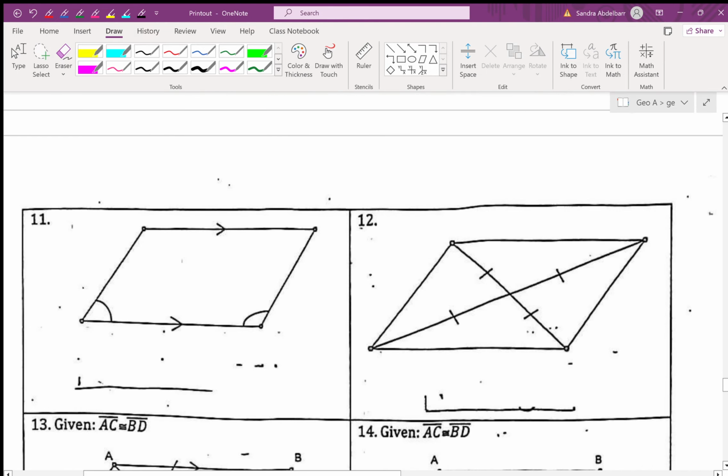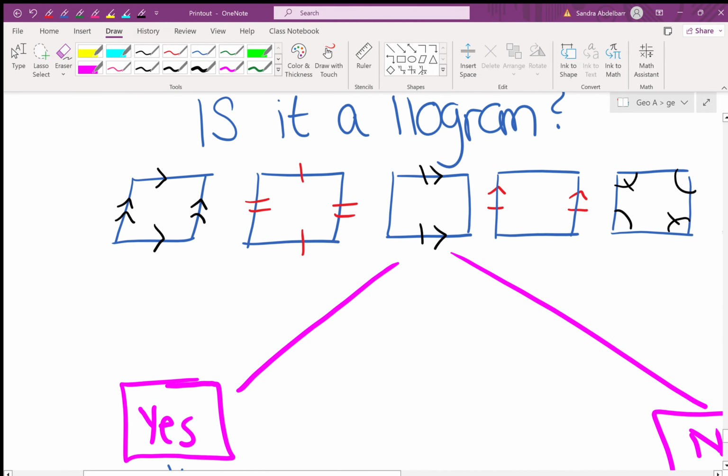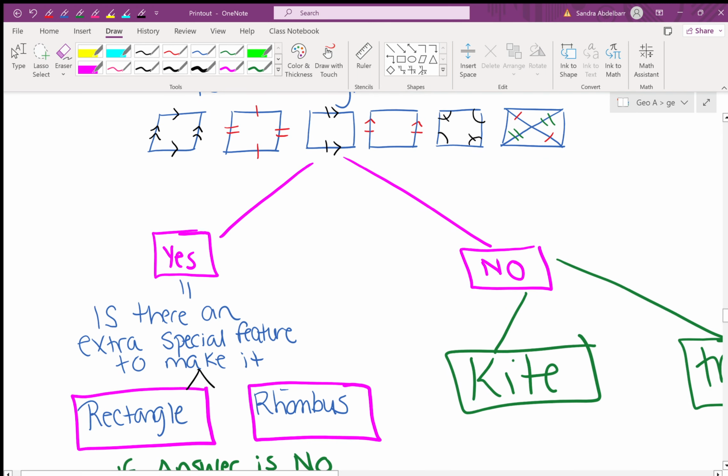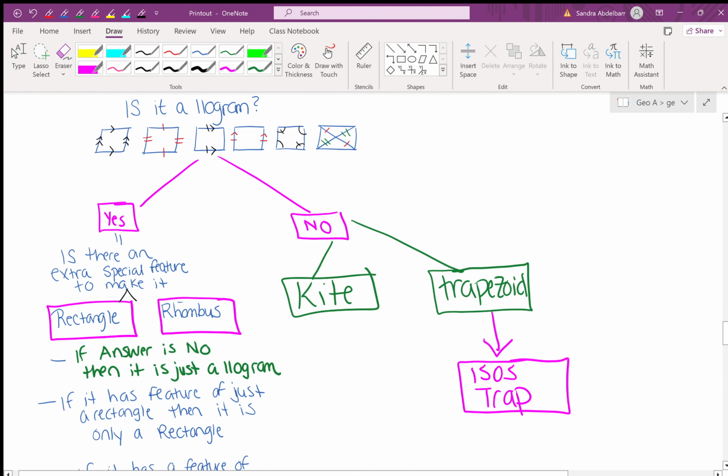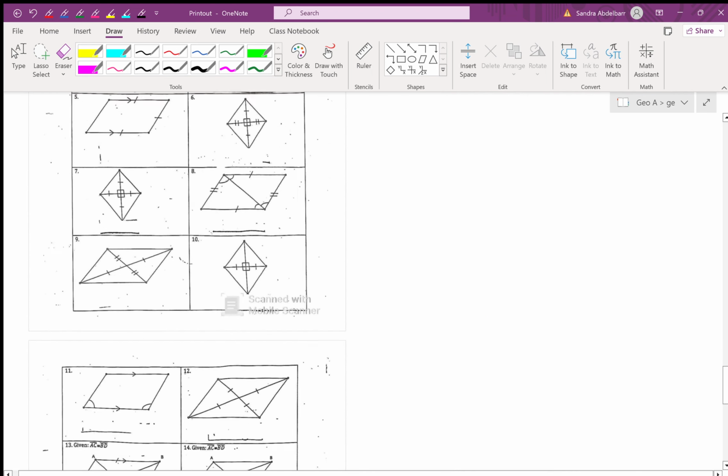Go back to our chart here. It is not a parallelogram, so our answer is no. So that's bringing us to this side. Since it's not a parallelogram, it cannot be a rectangle or a rhombus or a square. So our only options are kite and isosceles trapezoid. Those are our only options now since it's not a parallelogram.